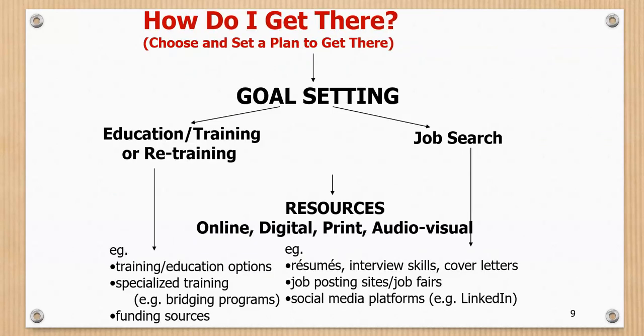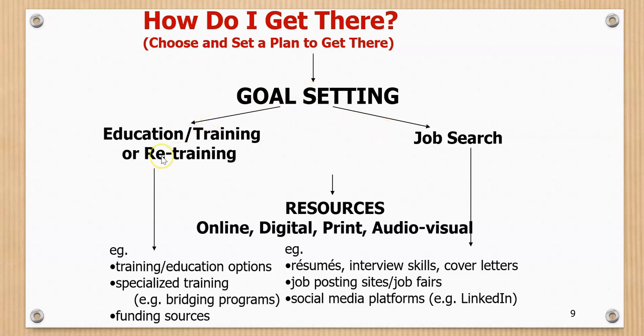Let's just have a look now at the more detailed version of the how do I get there stage. And again, this is the point at which the client has made a choice. They've decided what they want to do. They're very clear about their goal, and they are setting a plan to achieve that goal. So we are in the goal setting stage at this point, and there are usually two directions that clients will go in. The goals usually will fit in one of two categories.